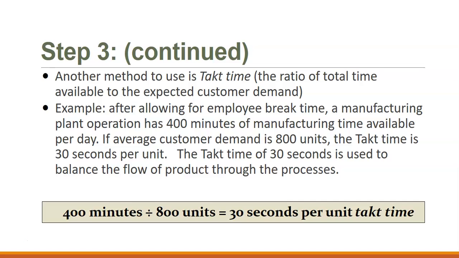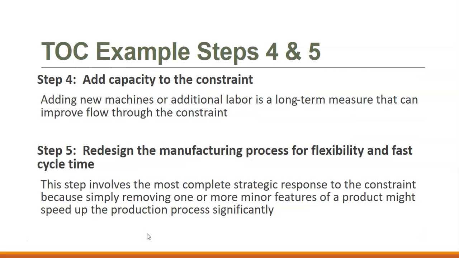So that takt time of 30 seconds is used to help us balance the flow of the product through the processes. We would also look at adding capacity to the constraint. So hiring additional people, adding an extra machine, those are long-term things we can do to improve flows through those constraints, depending on what those constraints are.